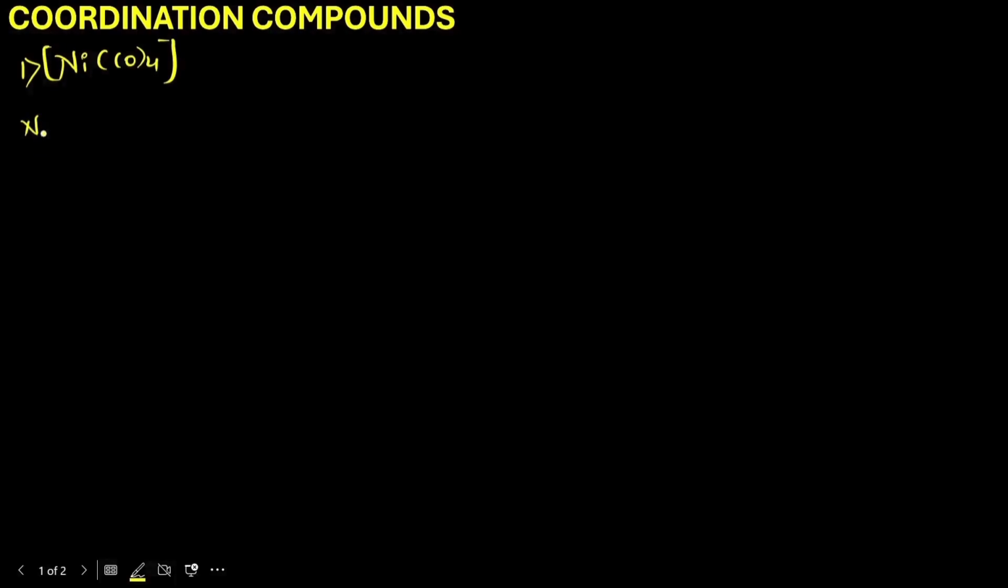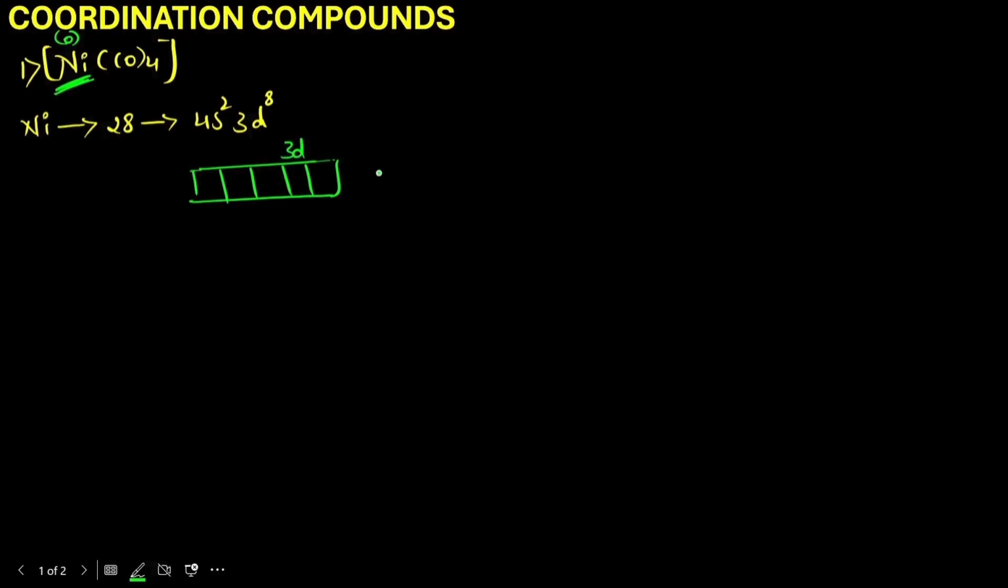Here the central metal atom is nickel. The atomic number of nickel is 28. So the outer electronic configuration is 4s2 3d8. Here the oxidation number of nickel is 0. These are 3d orbitals, this is 4s and this is 4p. How many electrons are there in 3d orbitals? There are 8 electrons. So these 8 electrons are filled according to Hund's rule.